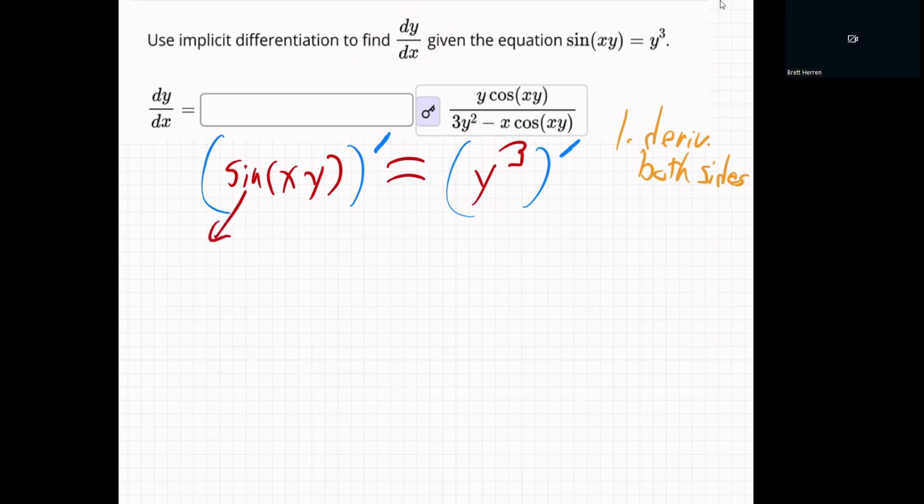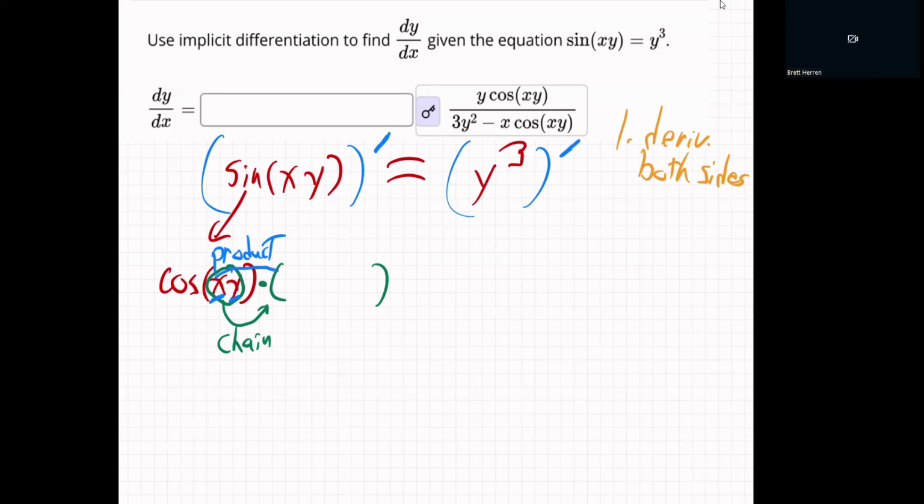Okay. And so then what happens? Well, the derivative of sine, as you know, is cosine. You just keep the xy the same. But then, because the inside is not a simple x, the chain rule tells us we've got to multiply by the derivative of the inside. And not only that, we realize we're going to have to do the product rule because this is two functions multiplied. So you take turns.